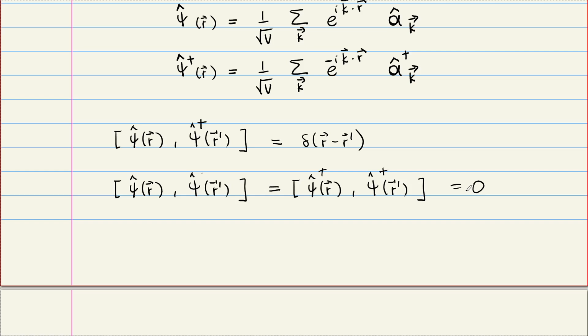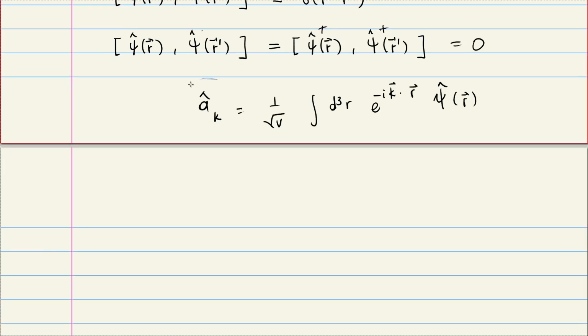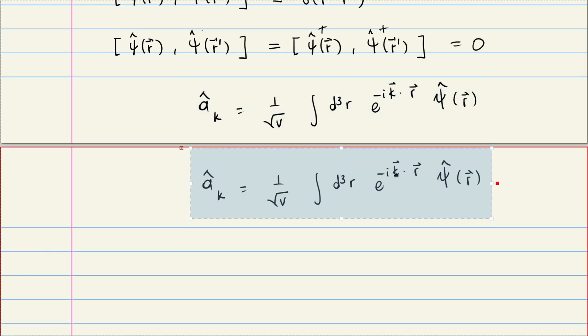And you can also write inverse transforms. So A_k is equal to 1 over root V, this is the Fourier convention utilized in the book. Actually, let me write it like this: the integral d^3r e^(-ik·r) psi(r). And the other one is just the Hermitian conjugate. This is dagger, this is plus, and this is dagger.